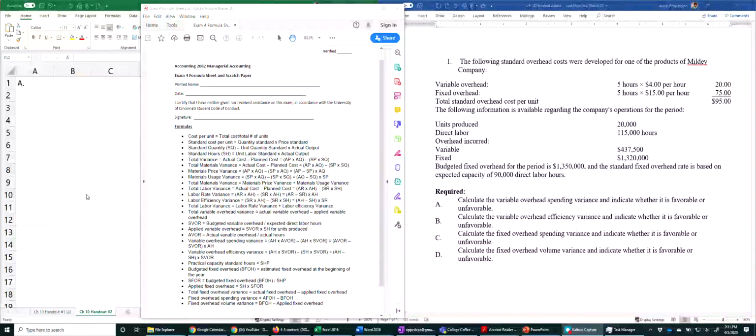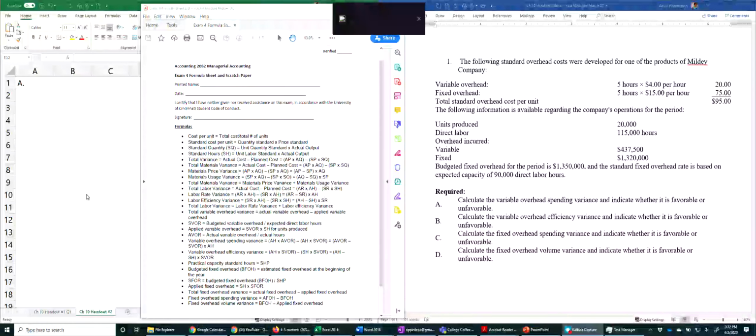Okay, so to this point, in chapter 10, we've discussed variances related to direct materials, being the price variance and the usage variance, and also direct labor, being the rate variance and the efficiency variance. So that's two of the three buckets in product cost. Now we're going to shift and talk about overhead.